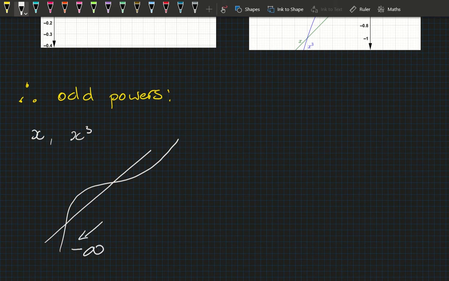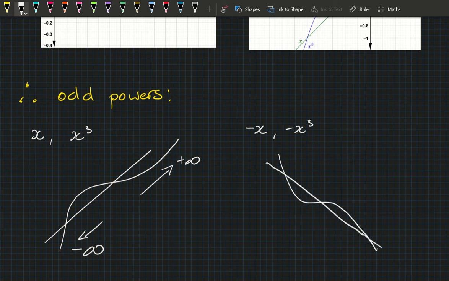And as we move to the right, they move up to positive infinity. And if they were in a negative shape, then minus x and minus x cubed would have this basic shape. And as we move to the left, they move up to positive infinity. And as we move to the right, they go down to negative infinity.